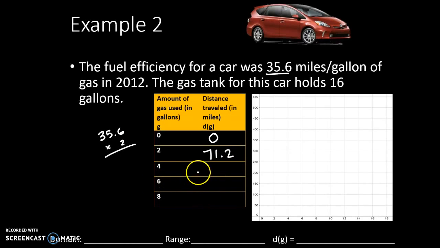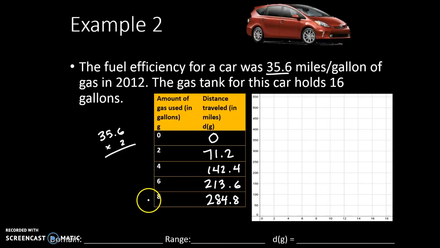Miles traveled, sorry. If I use 4 gallons of gas, I can go 142.4 miles. If I use 6 gallons of gas, I can go 213.6. And if I use 8 gallons of gas, I can go 284.8 miles. I'm just multiplying it out, and I've already multiplied it out, but you can use your calculator or you can multiply by hand as you figure those numbers out.